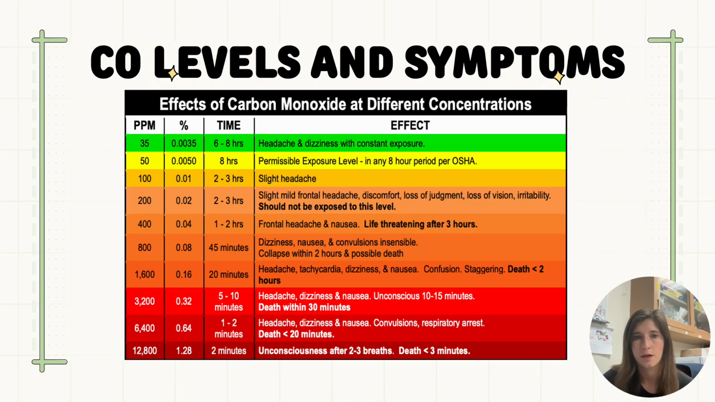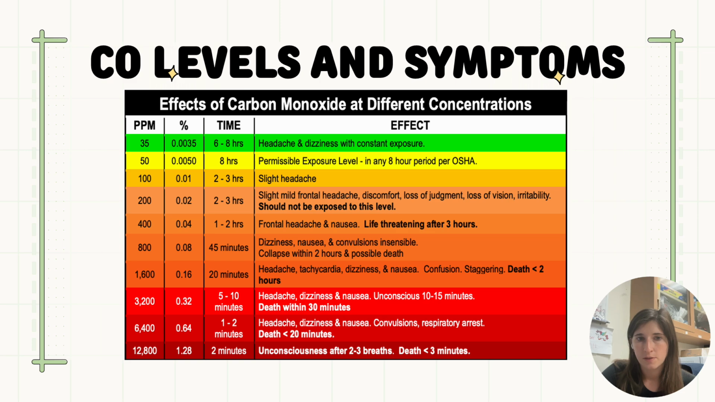So here's a really good chart that shows carbon dioxide levels and their correlated symptoms. This also tells you the parts per million that somebody will be able to survive with the effect. So at about 35 parts per million, people will be fine for about 6 to 8 hours. They may have some headache and dizziness with constant exposure, but usually, even for a prolonged time, such as 6 to 8 hours, you'll be fine. You'll still be alive. You won't have any of that ischemic injury that I was just talking about.